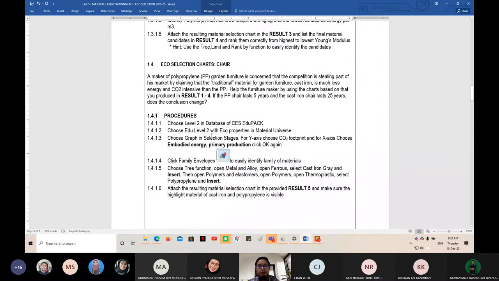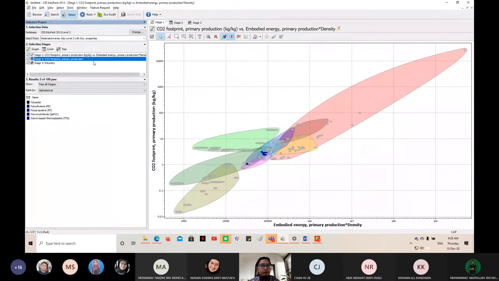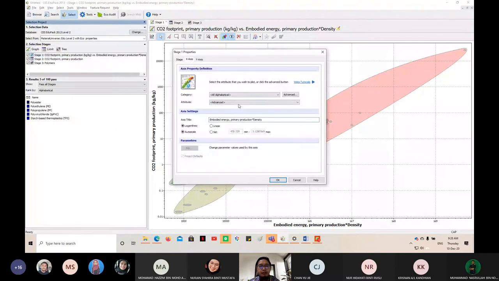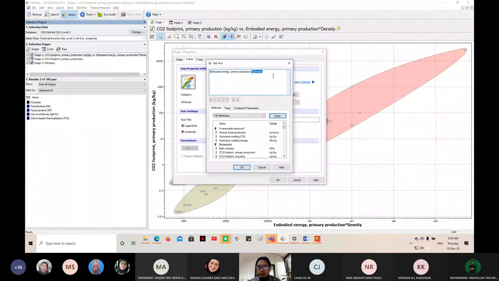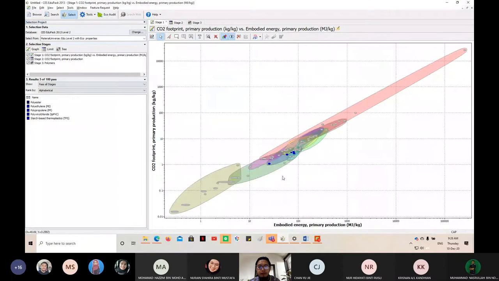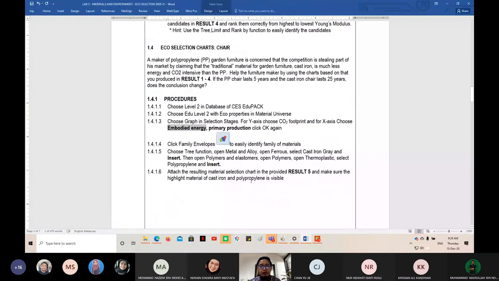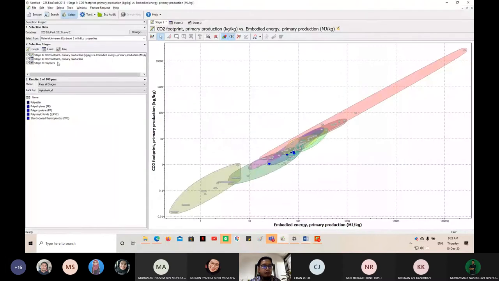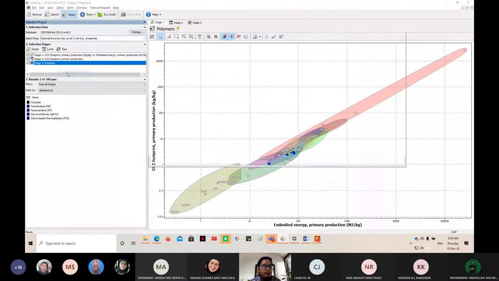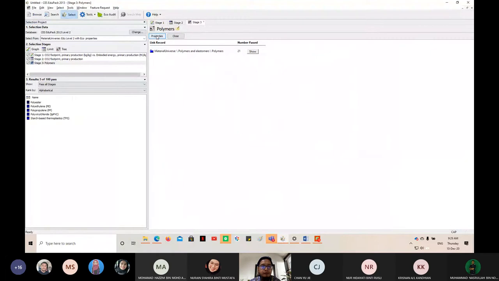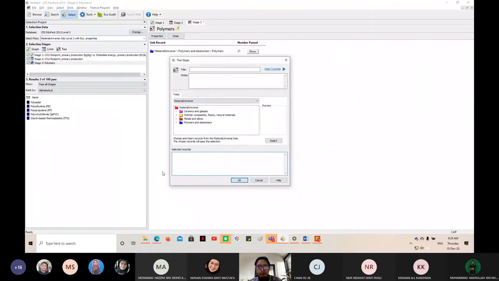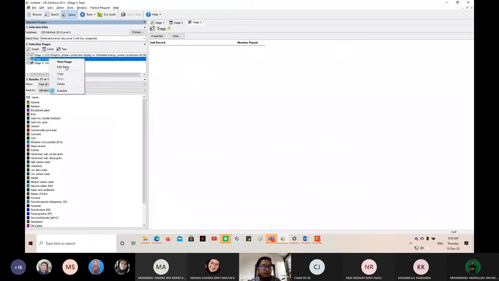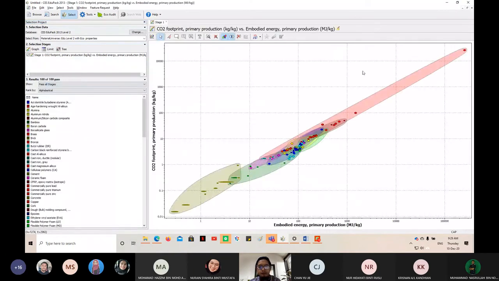The procedure that we choose again, level 2, and with eco properties. Okay, so choose graph and y axis for the CO2 footprint, again the same, and for the x axis we choose the embodied energy, primary production. We edit again. The y axis we don't change, we just change the x axis. Okay, so click family element to easily identify. So it's already done. Okay, let me delete the stage. Okay, so we're back at this stage.